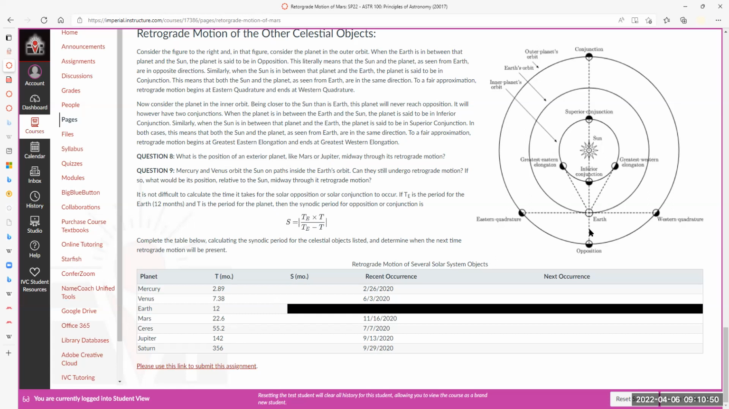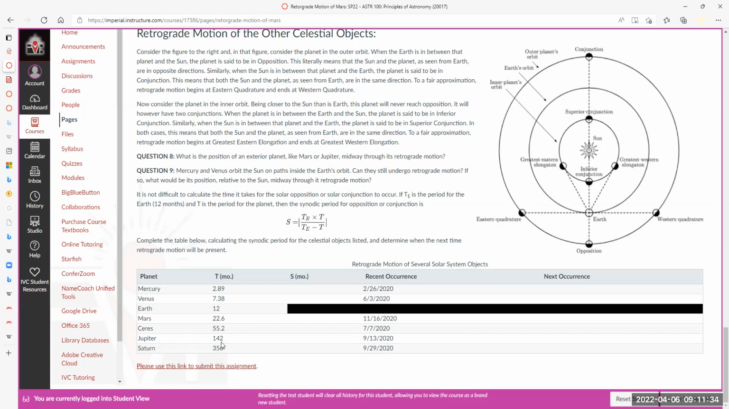Mars takes 22.2 months to go around the sun. The year on Mars is longer than the year on Earth because of its slow motion compared to the Earth. Ceres, another dwarf planet that sits between Mars and Jupiter, takes about 55.2 months. It's a long time. Jupiter takes 142 months. Remember, if I multiply 12 months by 10, that's 10 years. So this is slightly more than 10 years, actually almost 12 years.